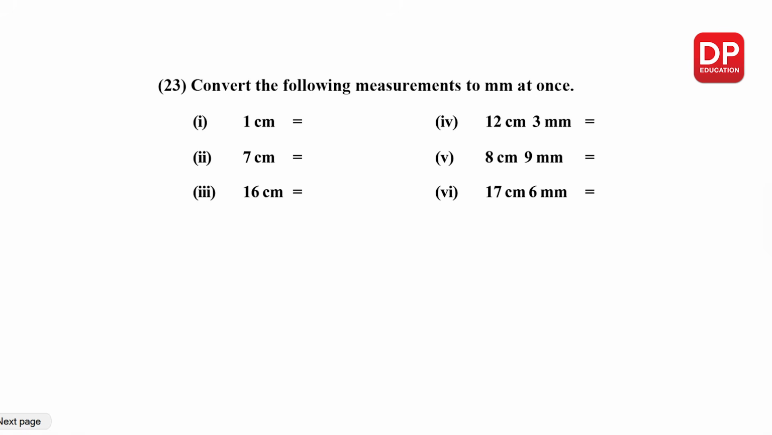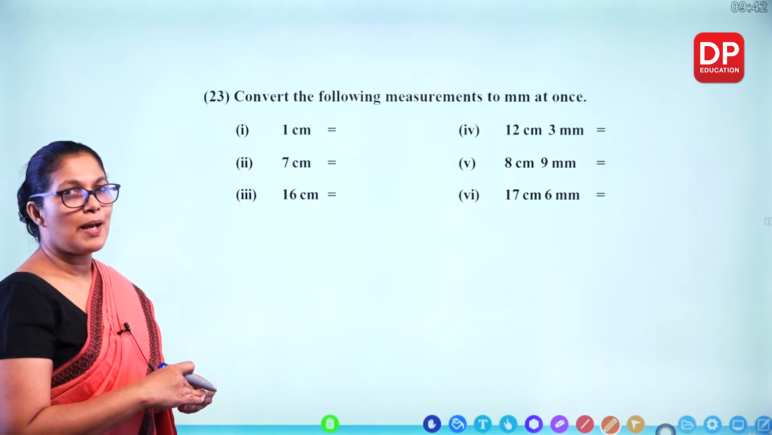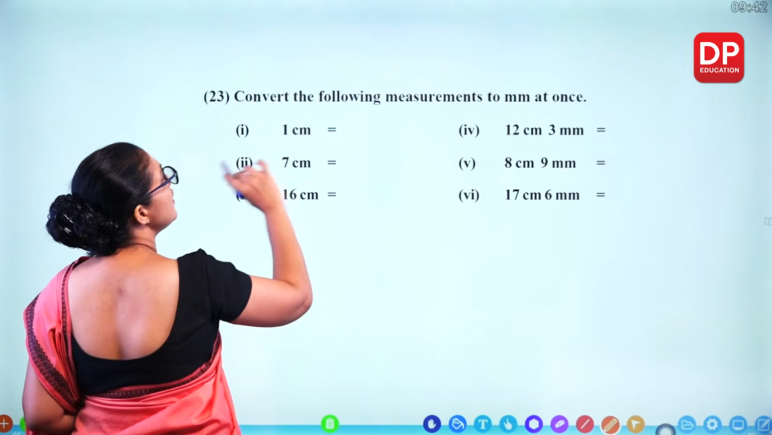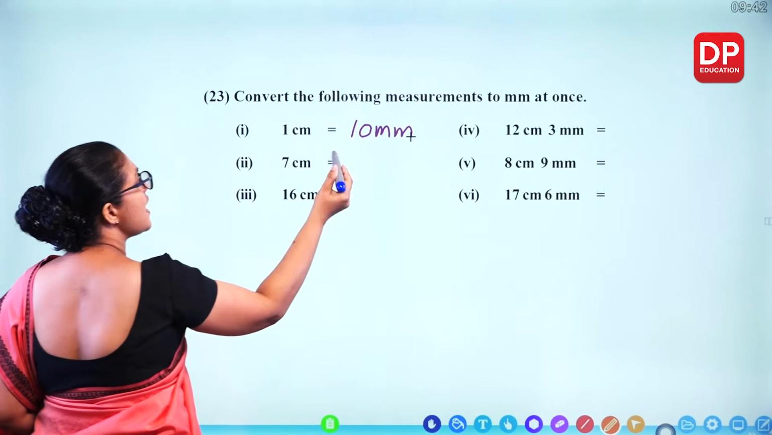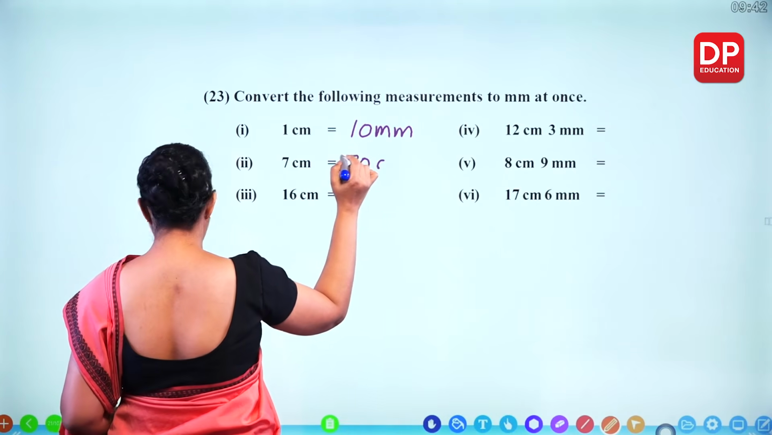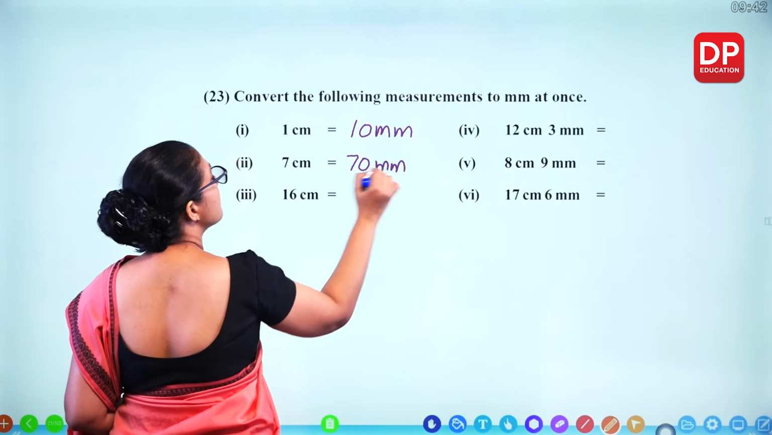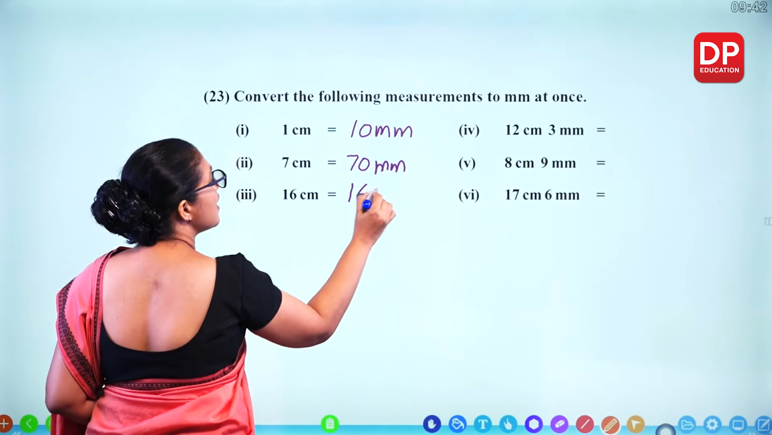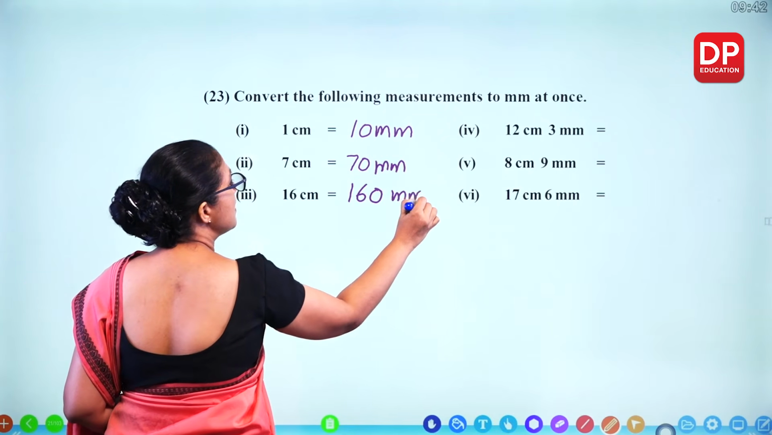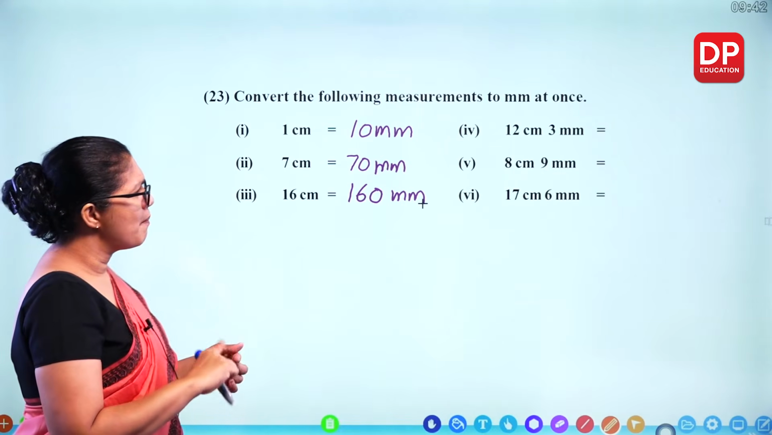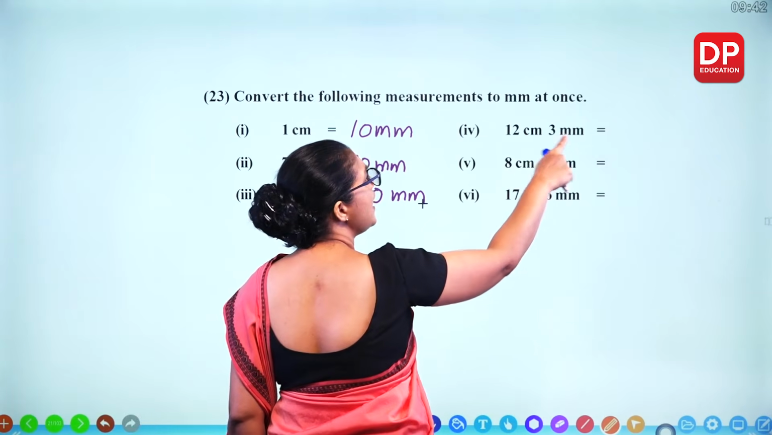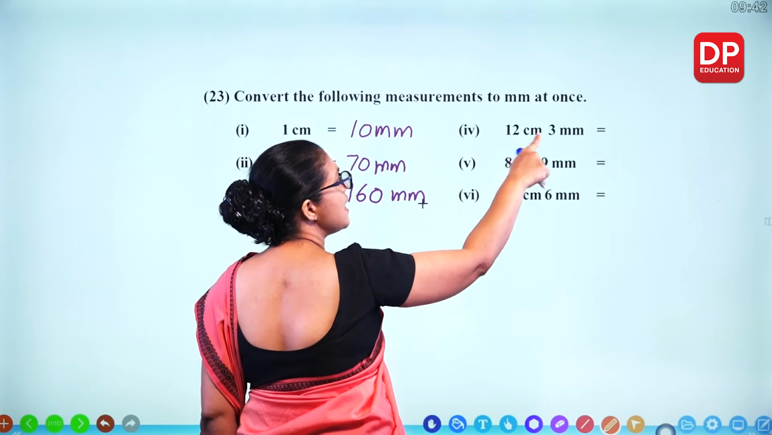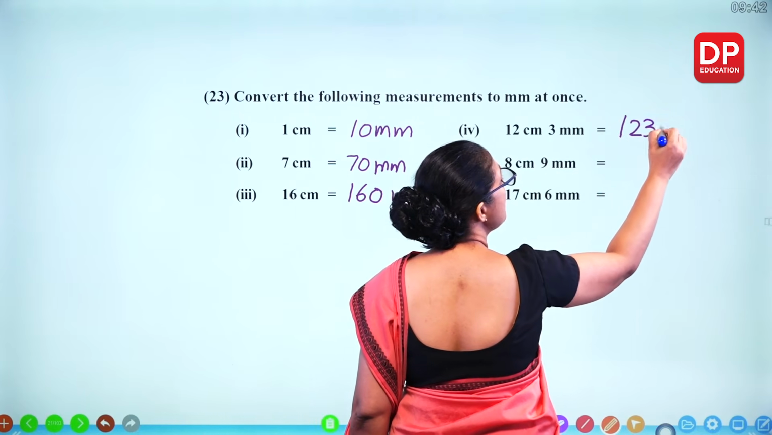Convert the following measurements to millimeters at once. So what do we do? Multiply by 10. 1 times 10, 10 millimeters. 7 times 10, 70 millimeters. 16 times 10, 160 millimeters. Now look at this one. Both centimeters and millimeters are there. So we'll multiply this by 10 and add it together. 120 plus 3, 123 millimeters.